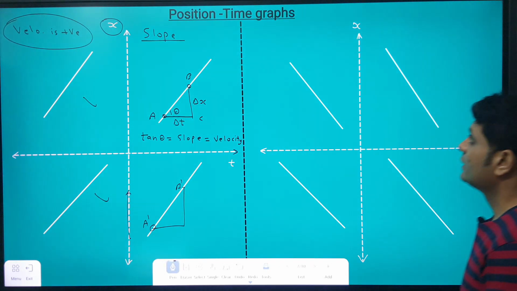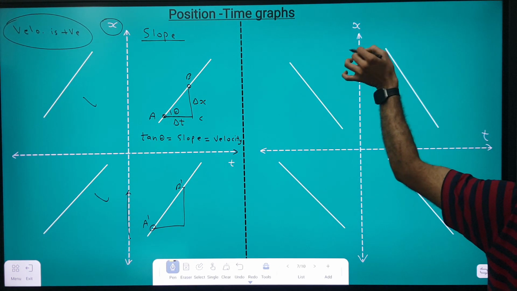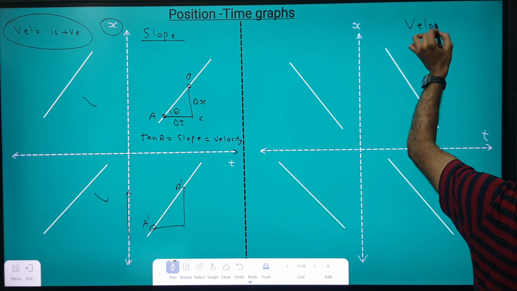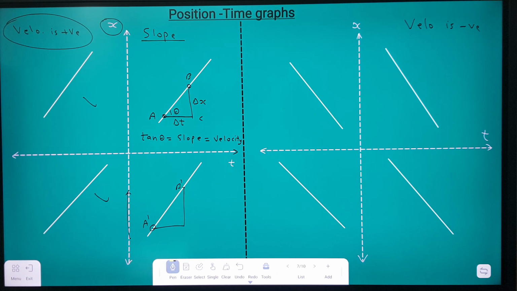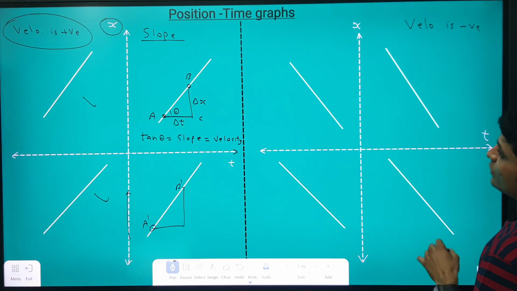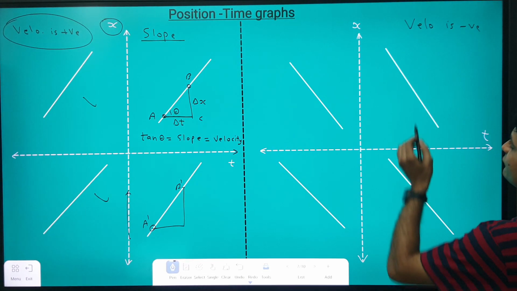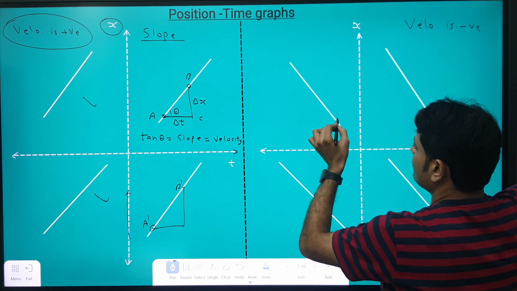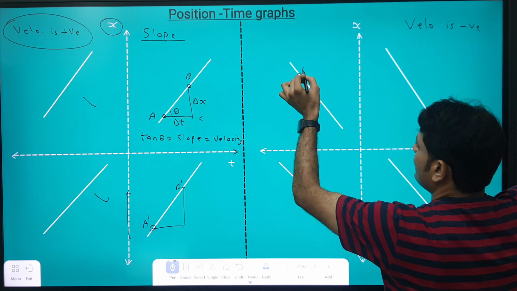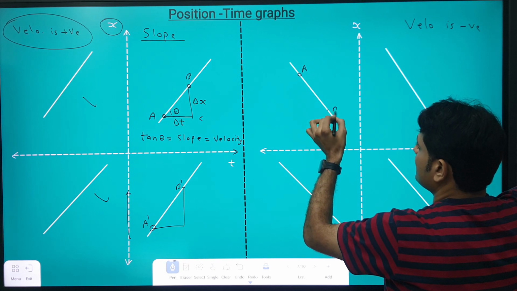Now let's see this graph where velocities are negative. Velocity is negative for all these cases irrespective of the quadrant. So let's see how it is negative. Again we have to deal with the slope. Let's find the slope of this graph. We can take any one of the graphs. So let's take these 2 points, point A and point B.